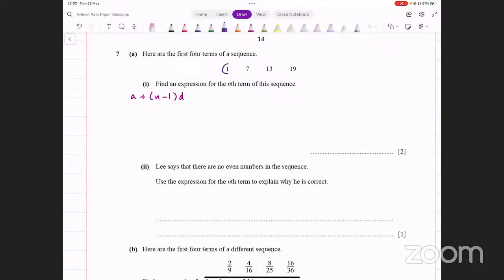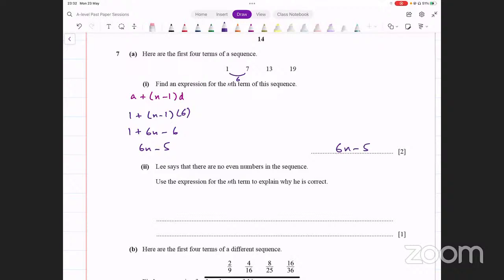A is the first term. That's 1. 1 plus n minus 1 times the difference. What's the difference? 7 में से 1 minus किया. That's 6. Difference is 6. यहाँ पे आपके पास 6 difference आ गया. Let's simplify this. We get 1 plus 6n minus 6. And that is 6n minus 5. That's your nth term of this formula.